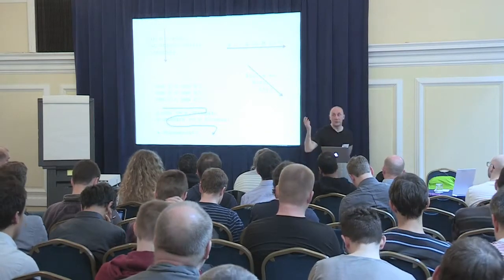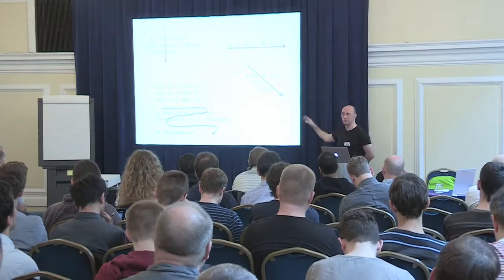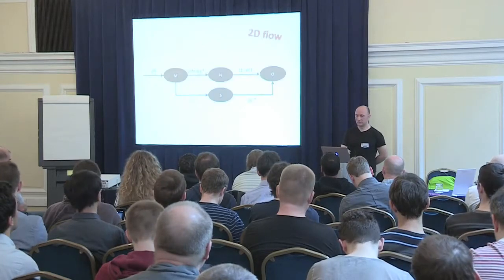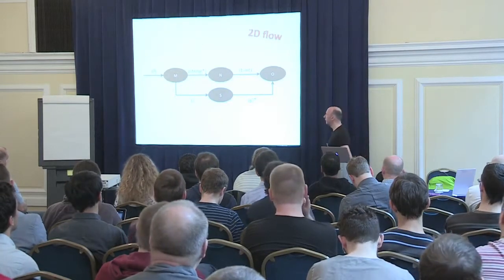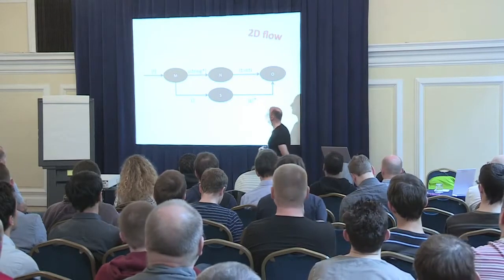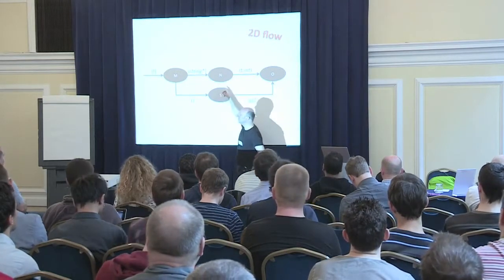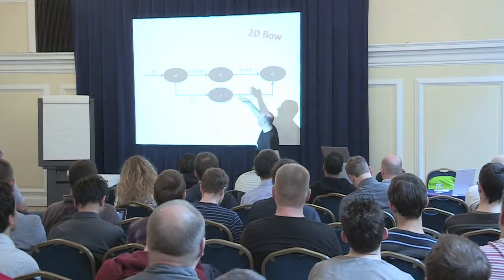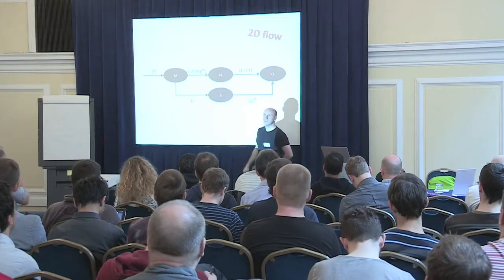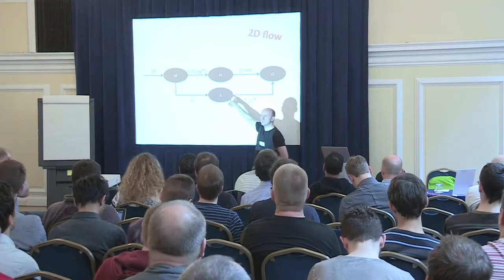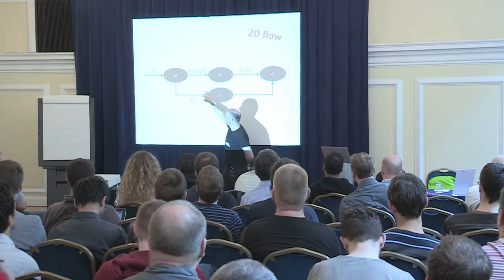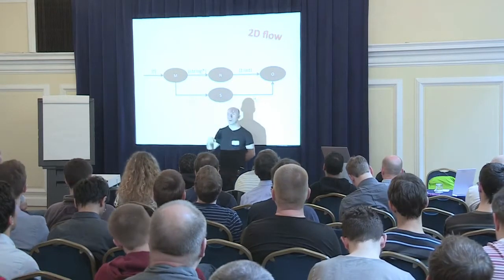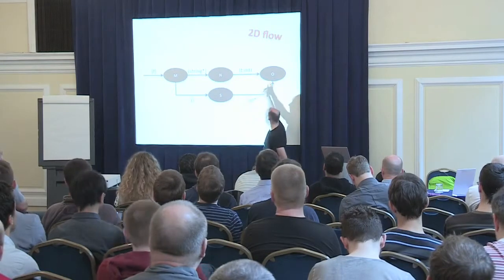Okay, but that's still simple flows, one-dimensional flows. Now turning up the heat a little bit. This is two-dimensional flows. As you can see, two-dimensional flows means not just one dimension, but 2 dimensions. And this second dimension comes into play when there are functional units with more than one output or more than one input.